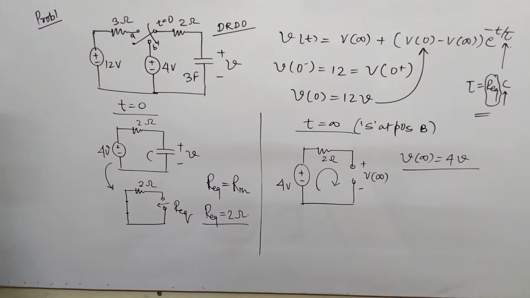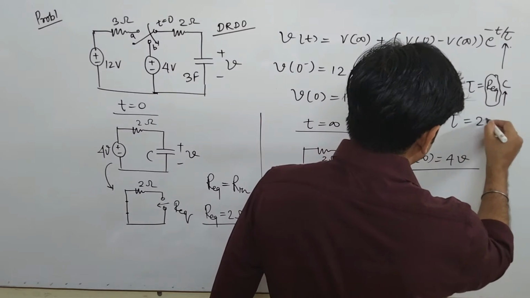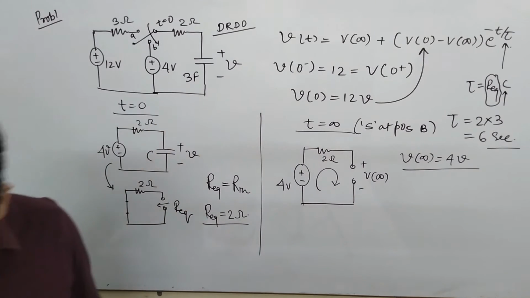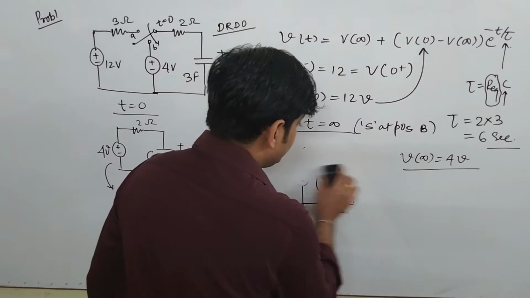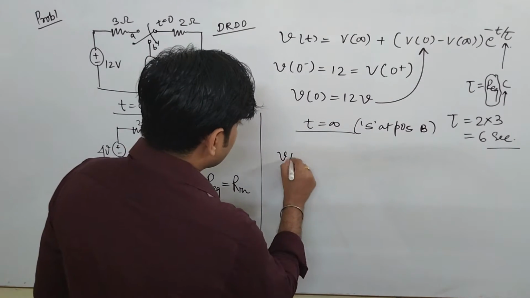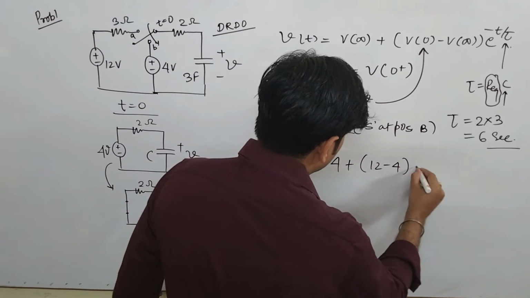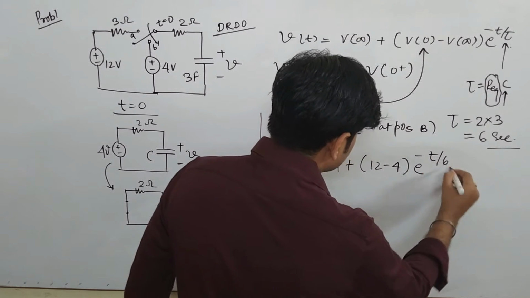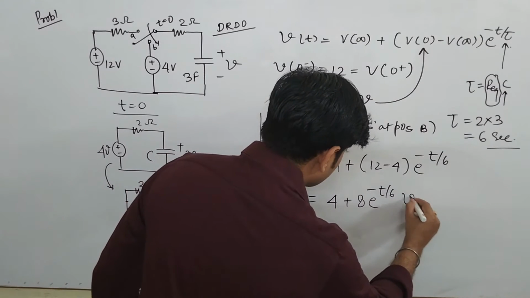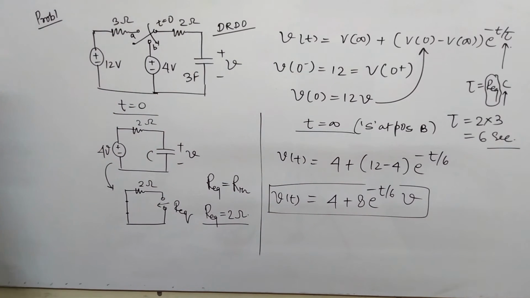The value of R equivalent is 2 ohm. So from here you can find the value of time constant tau, that is 2 into 3, and that comes to be 6 seconds. This is the value of time constant. Once you know all the values, you can easily find the solution Vt. So Vt is V infinite, which is 4 volt, plus (12 minus 4) e to the power minus t by 6. So from here you can say that it is 4 plus 8 e to the power minus t by 6 volt. This is the solution for Vt. Very simple, and very easily we have found it.